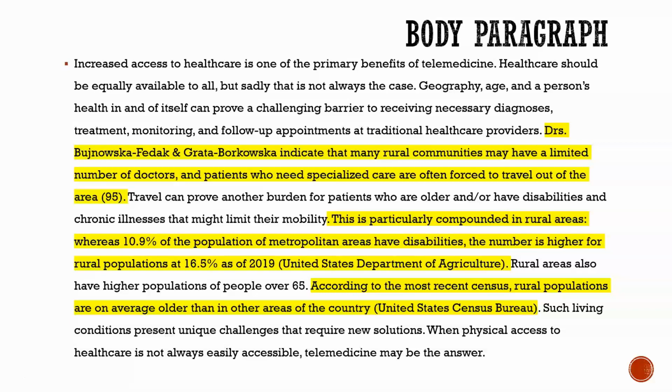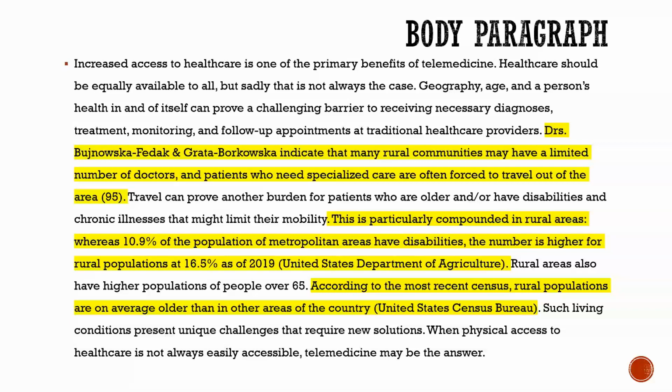And so here you do see some information from my original source, right? These doctors indicate that many rural communities may have a limited number of doctors, and patients who need specialized care are often forced to travel out of the area. Now, I didn't quote that source directly, but that information definitely came from that source, so I still need to cite it. I use a signal phrase that refers to the authors, and because it was a journal article with page numbers, I put the page in parentheses, right?